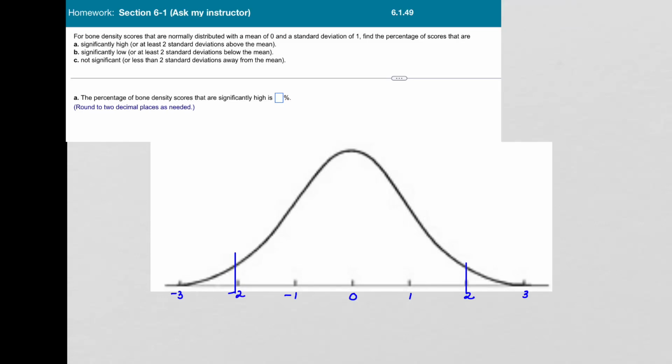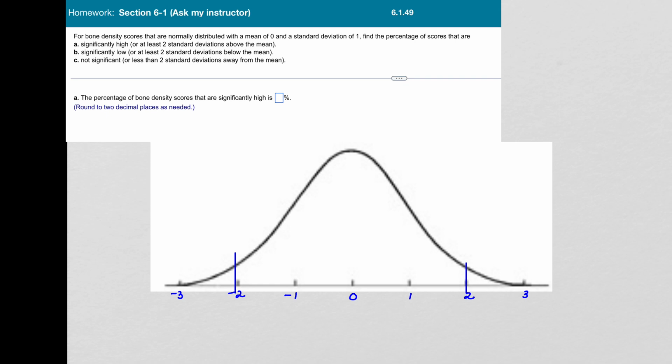In this problem, it says for bone density scores that are normally distributed with a mean of 0 and a standard deviation of 1, find the percentage of scores that are, and then in the first part we want to find that are significantly high, or at least 2 standard deviations above the mean. So I have a picture of the normal distribution here, and I've marked on the horizontal axis the z values: 0, 1, 2, 3, -1, -2, -3.